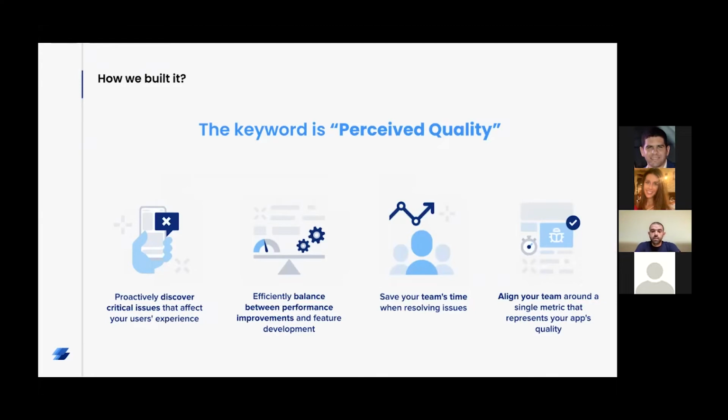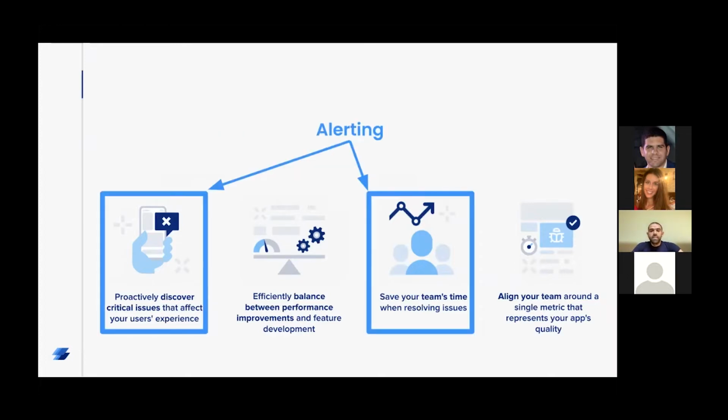So mainly it helps the users to discover critical issues and balance between performance improvements and feature development, saving the team's time while resolving issues and aligning the team around a single metric to represent the application's quality. Alerting basically helps the users to proactively discover the critical issues and then have them prioritized, and consequently it saves their time while resolving issues. So they just jump in the middle of the cycle instead of having to do the manual monitoring for each and every trace. Then you can just specify some alerts with certain settings to be notified as early as possible when a certain issue occurs, and you just jump into debugging and resolving the issue.